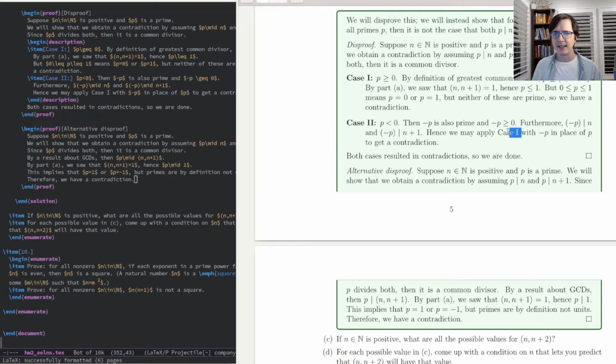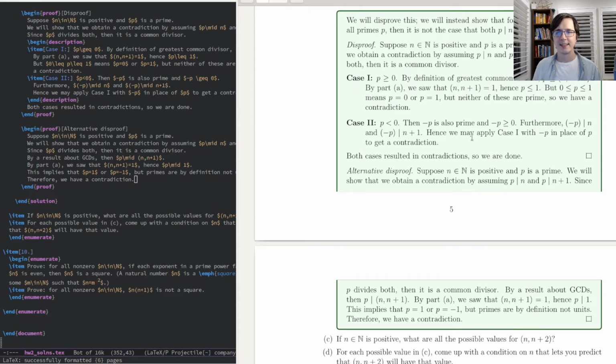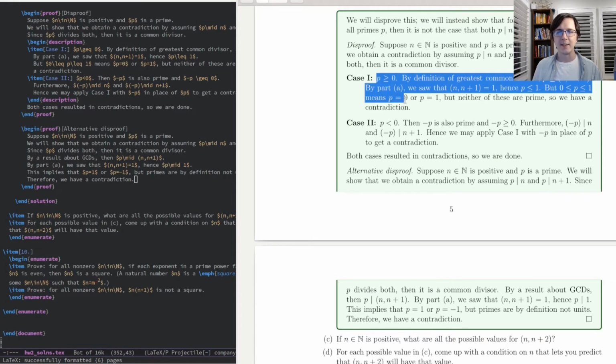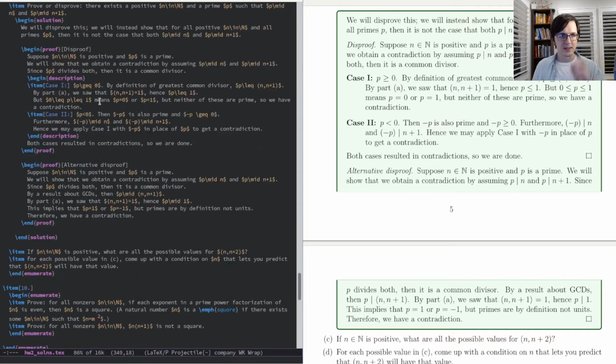The only trick here is being logically careful. It's a little sketchy using a previous case like this. What we're really doing is saying, if it were the case that p is greater than or equal to 0, then we can prove this. Alright, here, I'll show you what I mean.